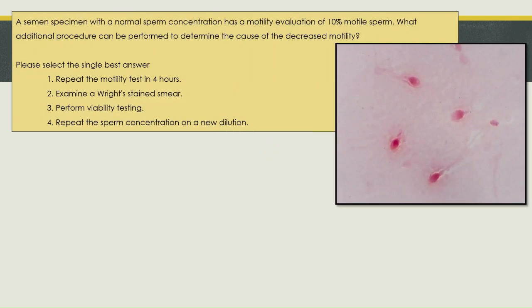A semen specimen with a normal sperm concentration has a motility evaluation of 10% motile sperm. What additional procedure can be performed to determine the cause of the decreased motility? Please select the single best answer. 1. Repeat the motility test in 4 hours. 2. Examine a Wright stain smear. 3. Perform viability testing. 4. Repeat the sperm concentration on a new dilution.